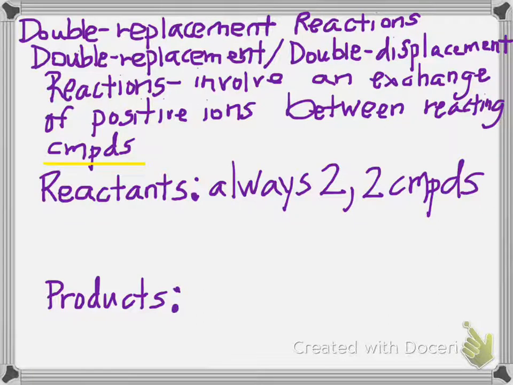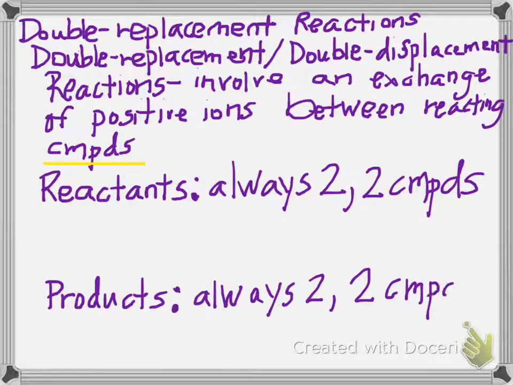In terms of our products, we also always have two products. And again, they're going to be two compounds. They won't be the same compounds, because we've had that exchange of positive ions. But we're still going to have two products and they're always compounds. So if I'm looking at a bunch of chemical equations, and I'm asked to identify which ones are double replacement reactions, I'm going to look for reactions that have two reactants, and both of those reactants are compounds.